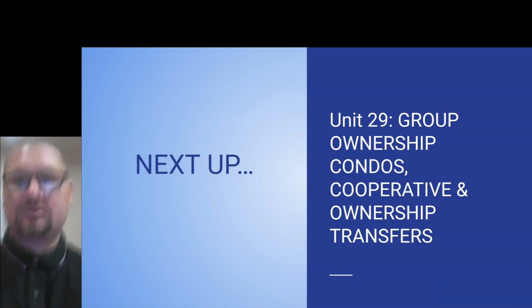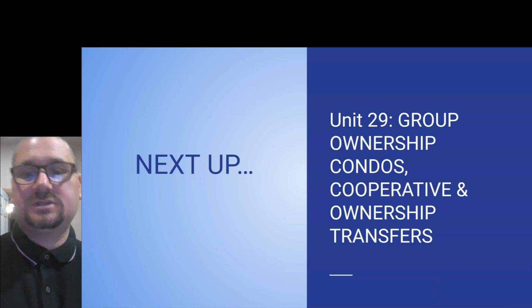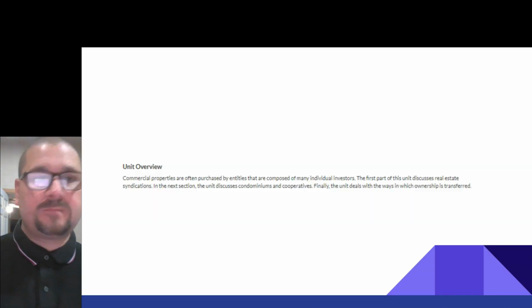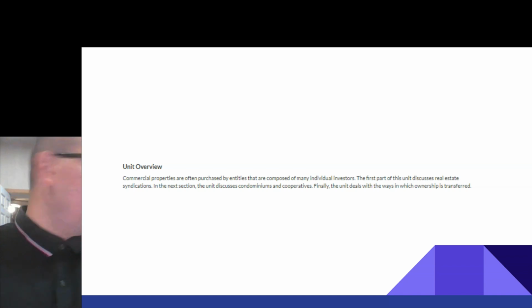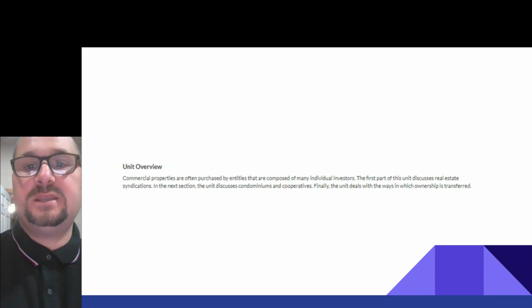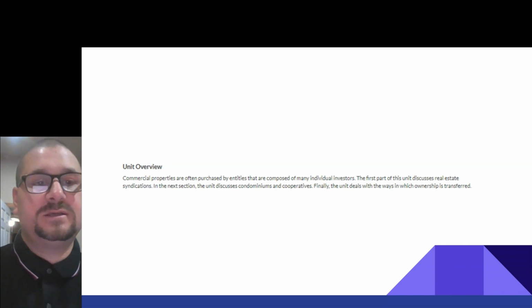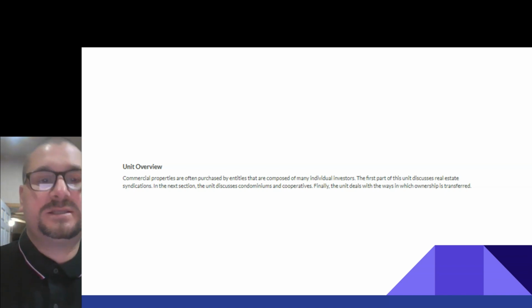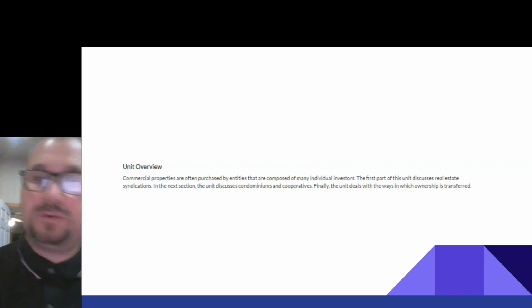Unit 29, group ownership, condos, cooperative, and ownership transfers. All right, so this unit's going to cover commercial properties that are often purchased by entities that are composed of many individual investors. The first part of this unit discusses real estate syndications. In the next section, the unit discusses condominiums and cooperatives. Finally, the unit deals with ways in which ownership is transferred.